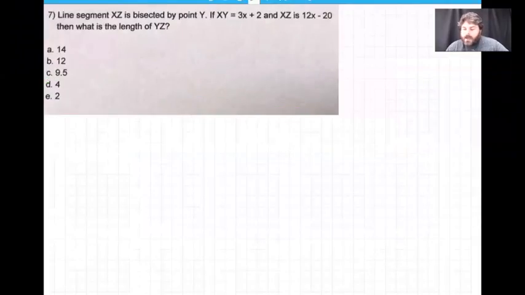All right, line segment XZ is bisected by point Y. If XY is equal to 3x plus 2 and XZ is 12x minus 20, then what is the length of YZ?